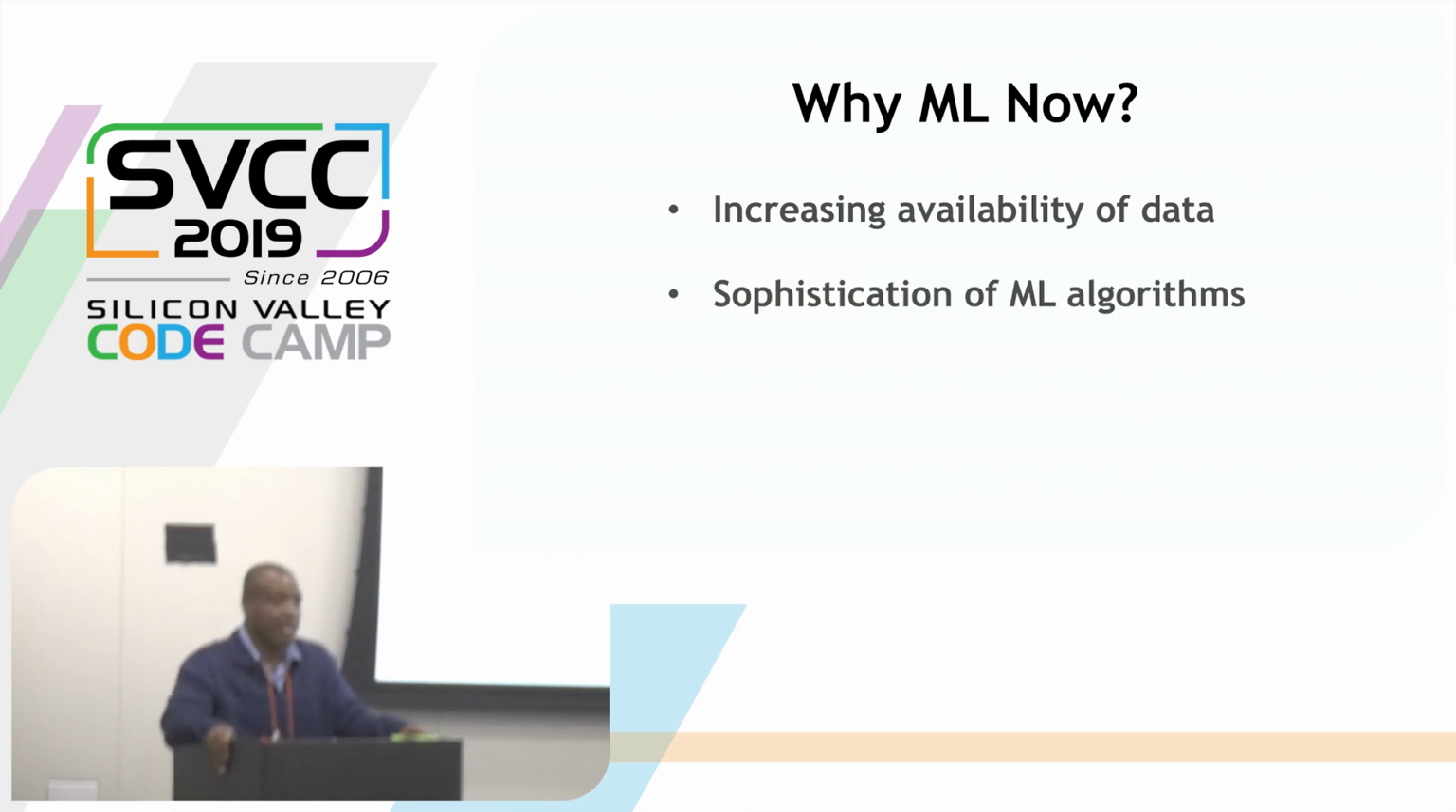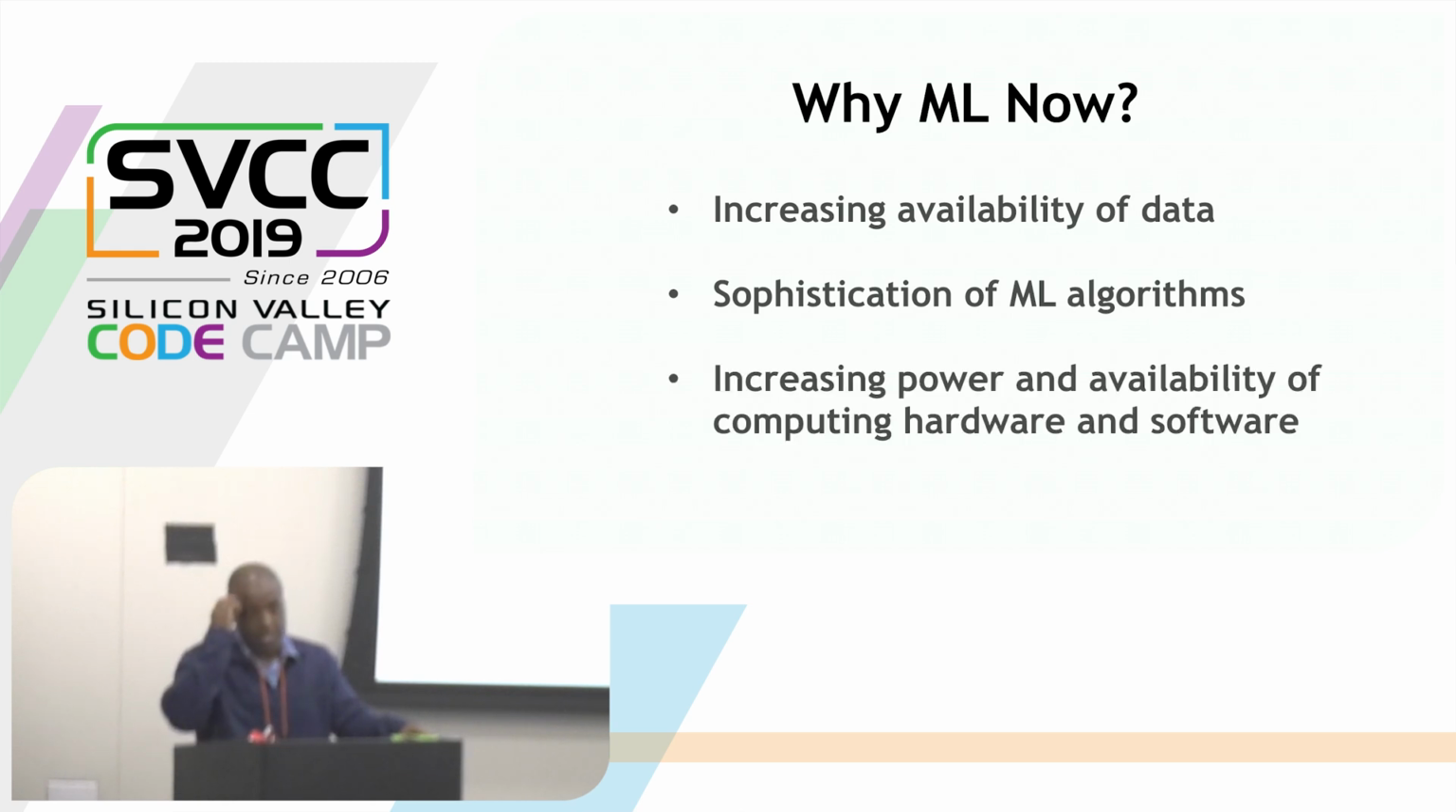The sophistication of algorithms, some of the best algorithms that we have here, didn't even exist 10 years ago. Or at least weren't popularized 10 years ago, like convolutional neural networks, which we'll talk just briefly about. Some of the great things that we take for granted weren't even around a few years ago. And then finally, the increasing power.